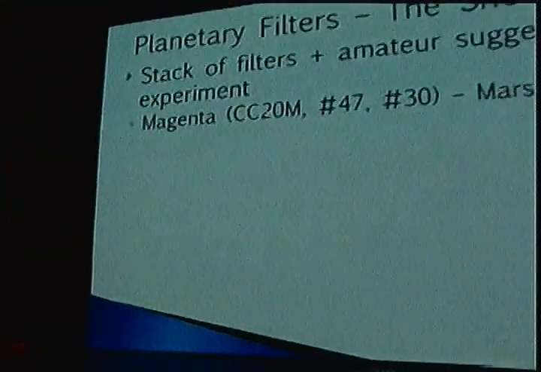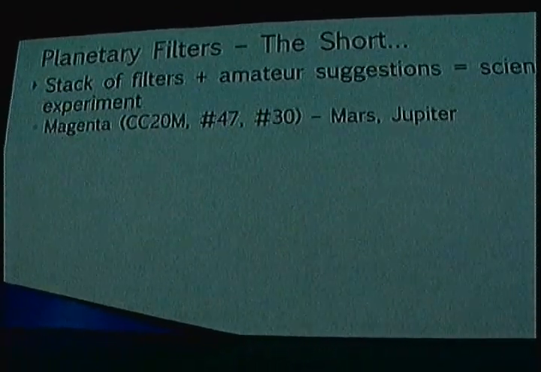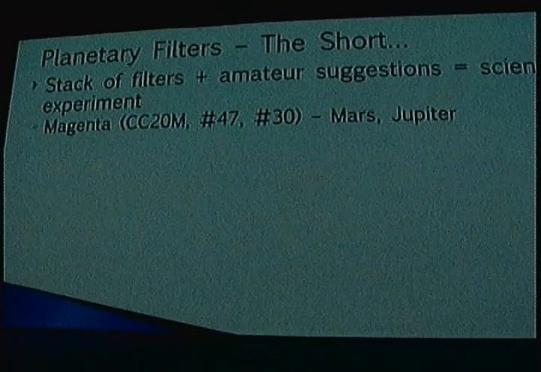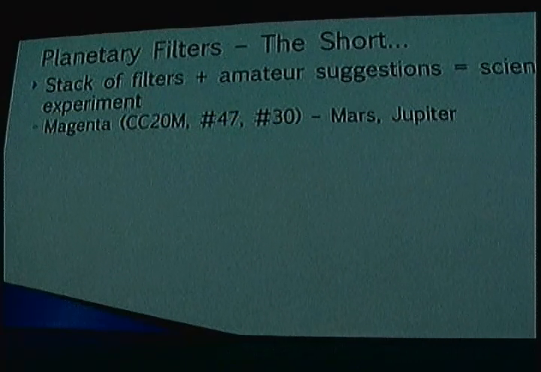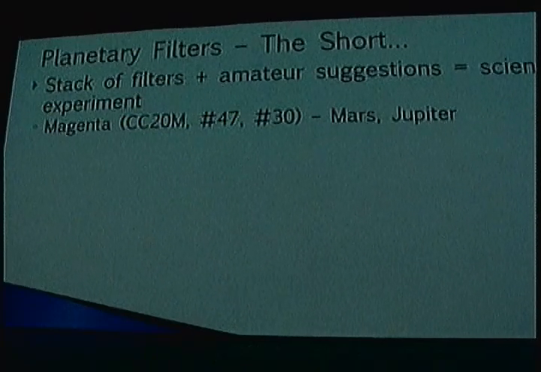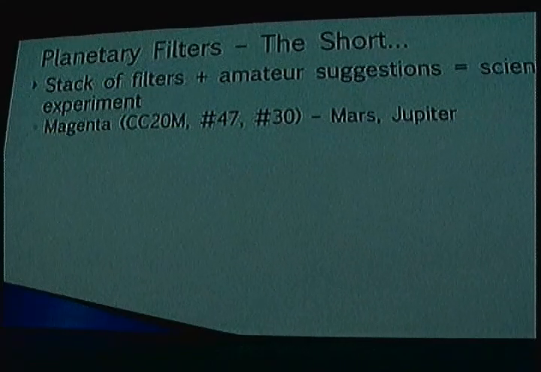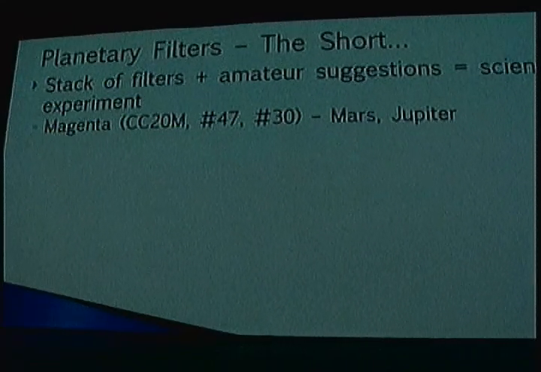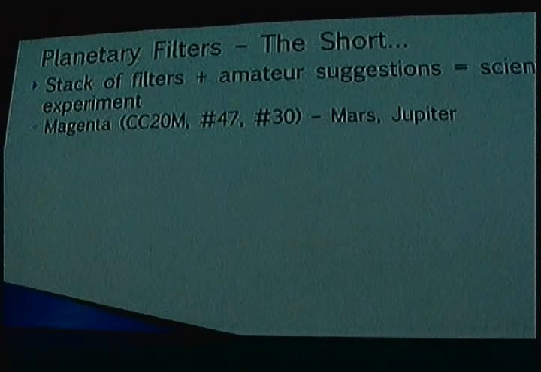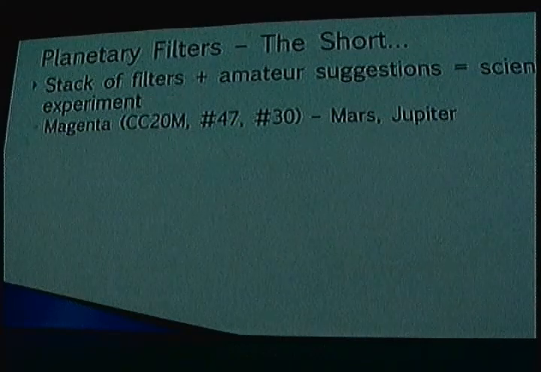And there's a couple of examples here. The CC20M, that stands for Color Correction 20 Magenta. That's a newer type of color filter that Kodak makes. But they're all sort of in the same family as the Ratton filters. And then the 47 and the 30, those are Ratton numbers. So these filters actually do a pretty good job at increasing contrast on Mars and Jupiter. They help to kind of separate different colors in the planet. So I found them to be quite useful.